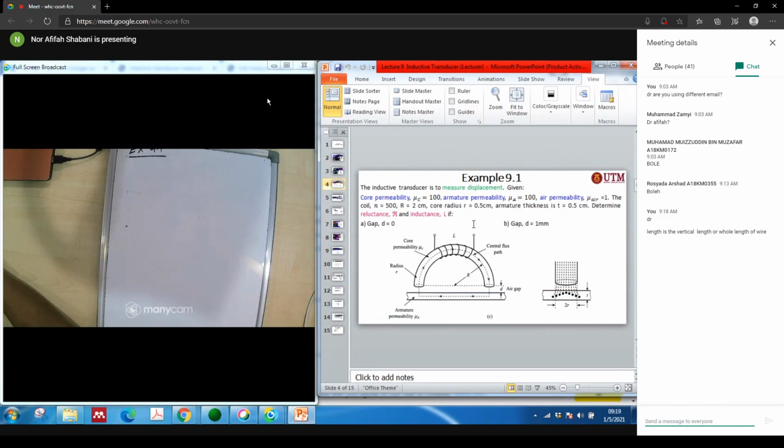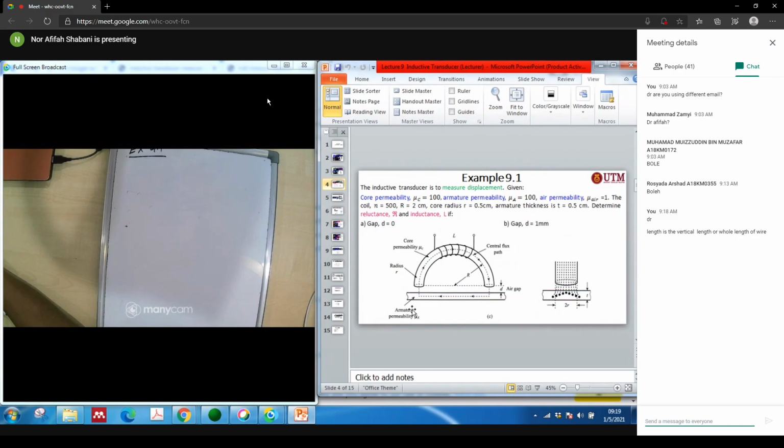What happens is when you inject some current through this coil, it will produce some magnetic flux here. Then this is your armature permeability. This one you will put on, or maybe you want to measure some object, some mass here.